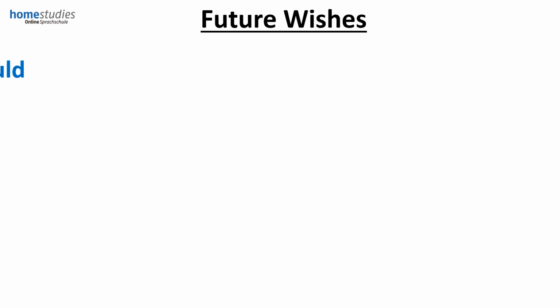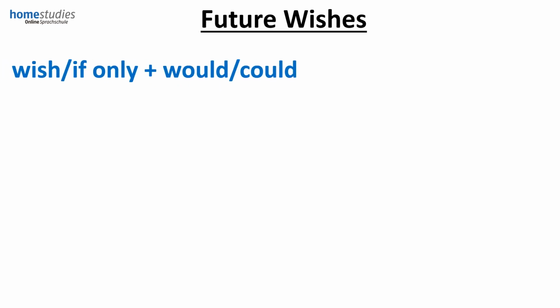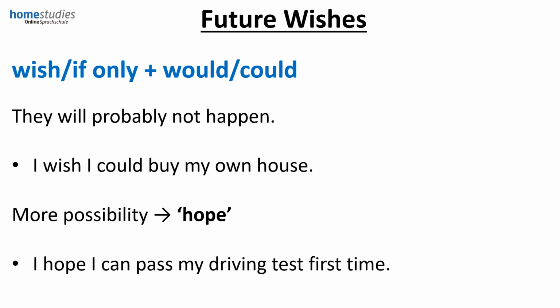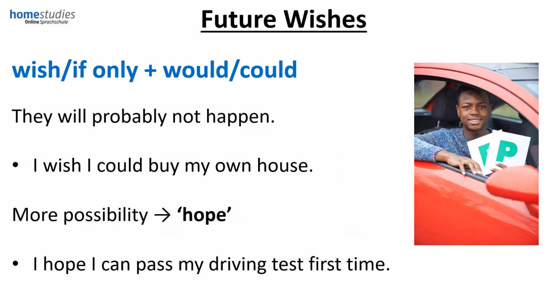Now, when we're talking about future wishes, we could use wish or if only plus would or could. Now, we use this if we think that they will probably not happen. So for example, I wish I could buy my own house. So the chances are that you're never going to be able to buy your own house. Now, if there's more possibility, then you're going to use the word hope. You would say, I hope I can pass my driving test first time. So if there's more possibility, use hope, okay? And also you're going to use can. So I hope I can become a doctor one day.